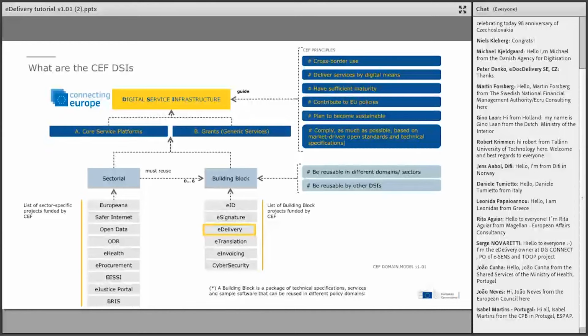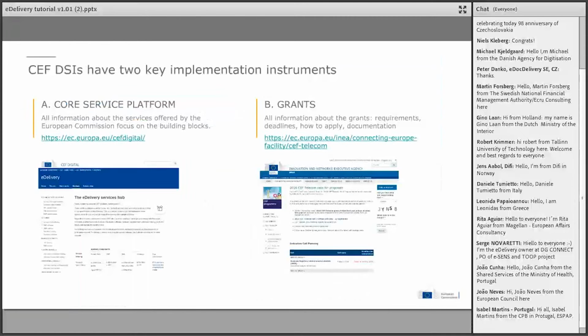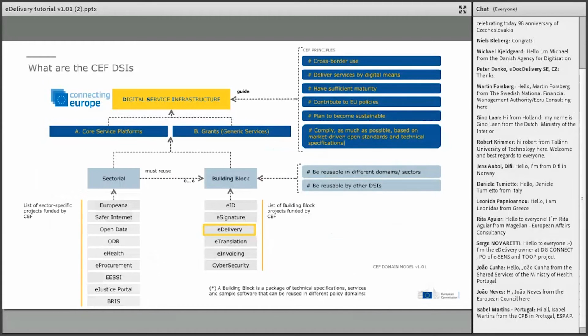DSI. They need to be cross-border in their application. They need to deliver services by digital means. They have to have a sufficient maturity. They have to contribute to the goals of EU policies. They have to have a plan in place to become sustainable and comply as much as possible based on market-driven open standards and technical specifications.